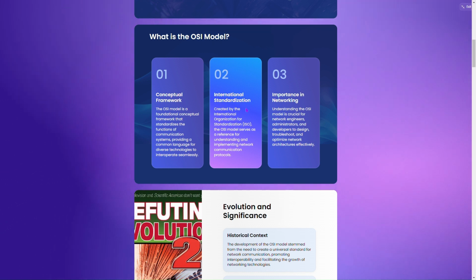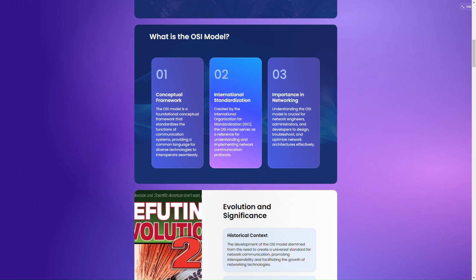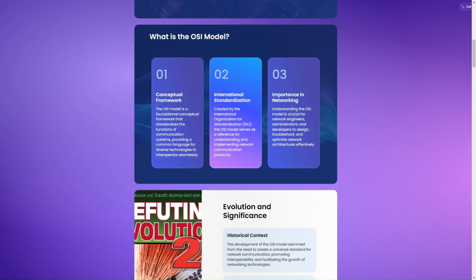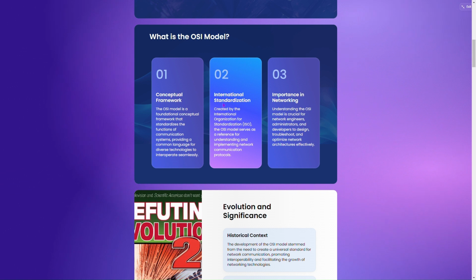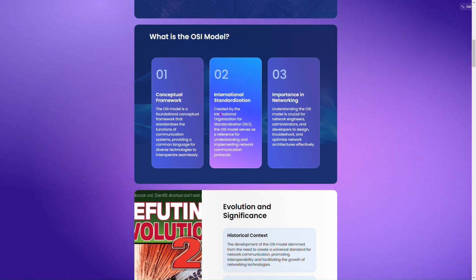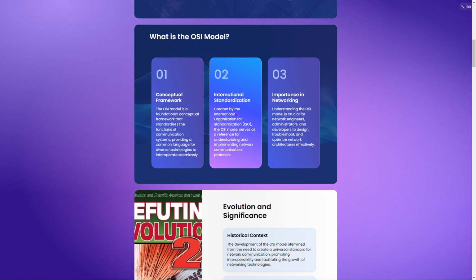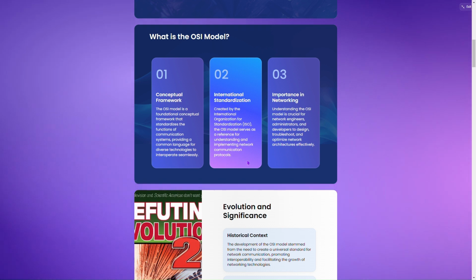Introduction to the OSI model. What is the OSI model? 1. Conceptual framework. The OSI model is a foundational conceptual framework that standardizes the functions of communication systems, providing a common language for diverse technologies to interoperate seamlessly. 2. International standardization. Created by the International Organization for Standardization (ISO), the OSI model serves as a reference for understanding and implementing network communication protocols.